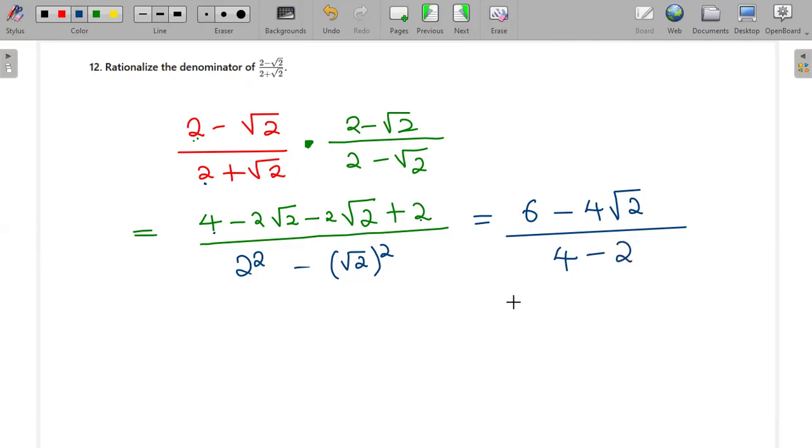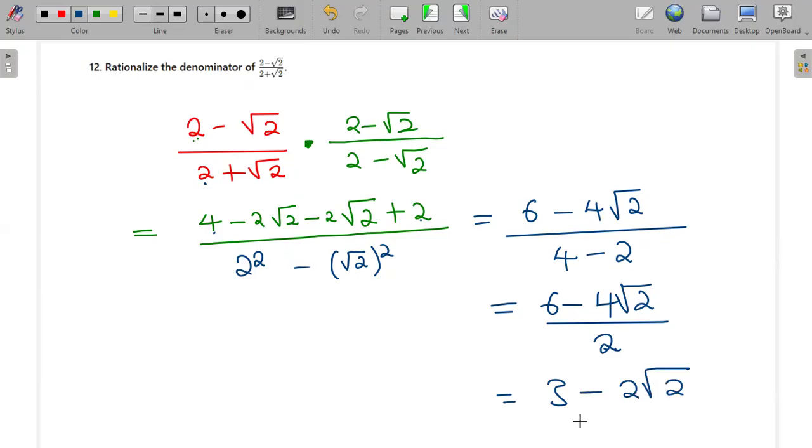So I have 2. So that will just be 6 minus 4 root of 2 divided by 2. And then I can divide both sides by 2. So the 2 divides the 6, it is 3, minus the 2 divides the 4, it is 2 root of 2. So this is the final answer there. So we have rationalized the denominator.